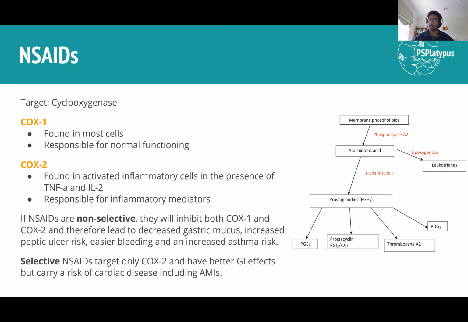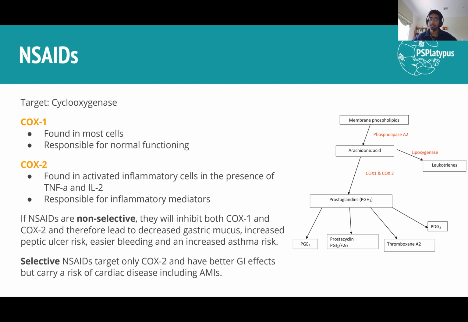So COX-1 we found in pretty much every cell, and it does a lot of things which are just normal to your body. So platelet aggregation, structural mediation, that sort of thing. And so that's good and normal to have. We don't mind COX-1. COX-2 is our problem substance. COX-2 is the one that is produced as part of that inflammatory pathway. So if something triggers inflammation, we produce COX-2. COX-2 then goes throughout the body and causes inflammatory responses. So vasodilation, all of that stuff. You guys remember inflammatory responses.